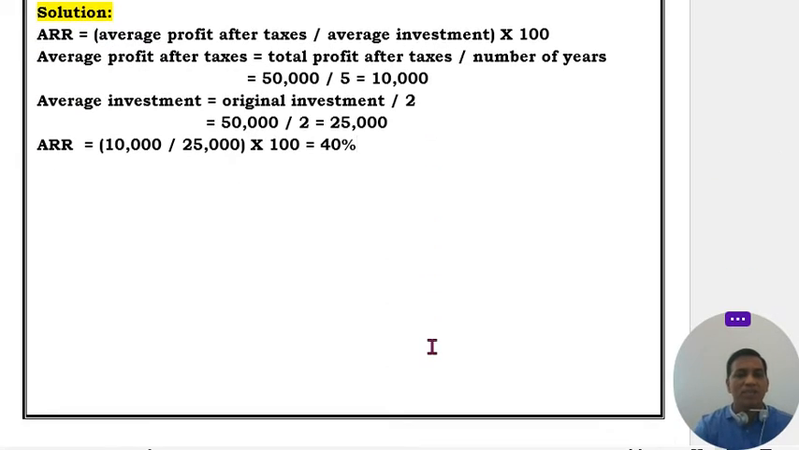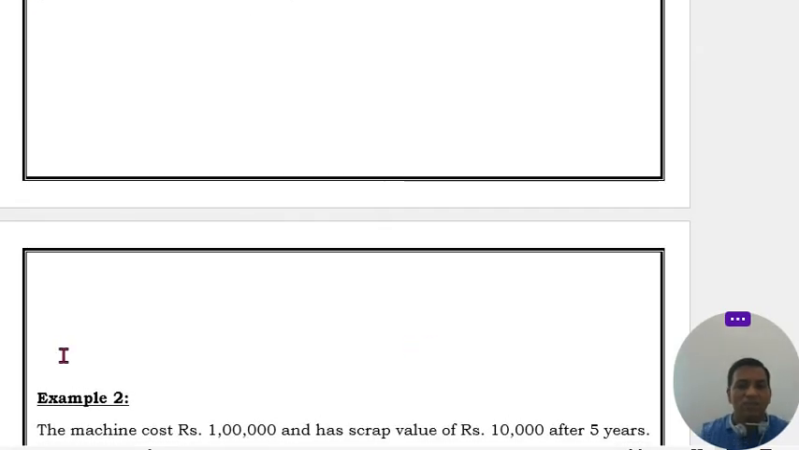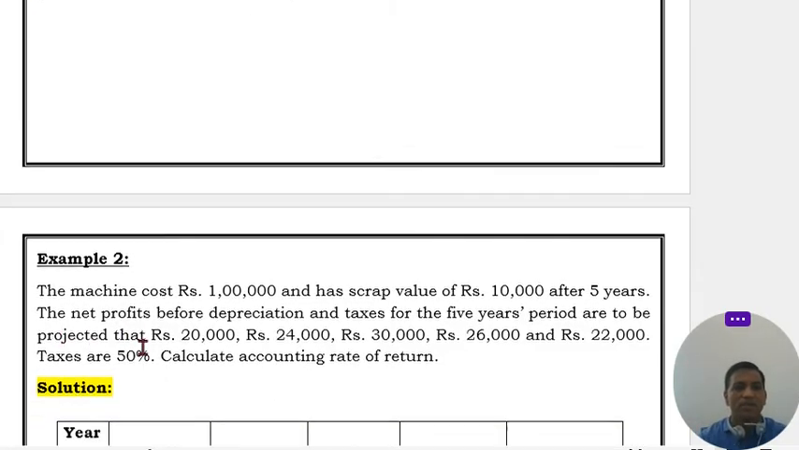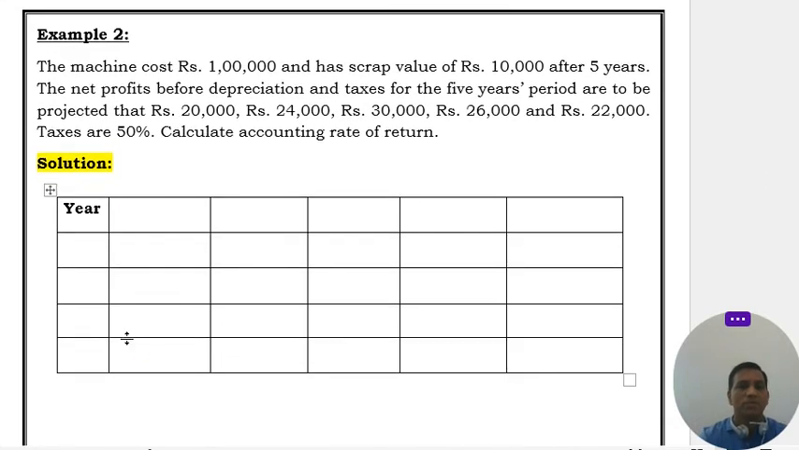Now come to the second model. Another problem. Example 2. The machine costs 100,000 and has a scrap value of 10,000 after 5 years. Net profit before depreciation and taxes for the 5 year period is projected at 20,000, 24,000, 30,000, 26,000, 22,000. Taxes are 50%. Calculate the accounting rate of return.